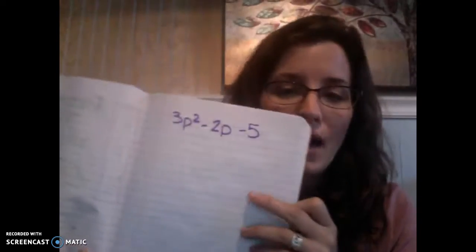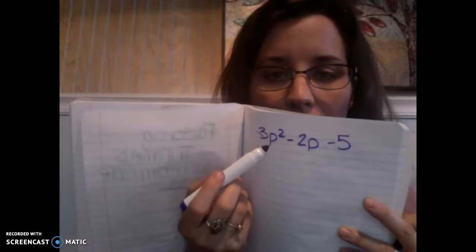All right, first thing, I'm going to multiply my first term, my a, by my c, and that is 3 times negative 5. So 3 times negative 5, and I get negative 15.